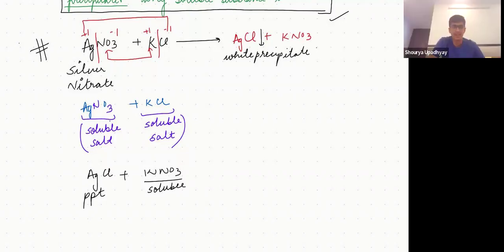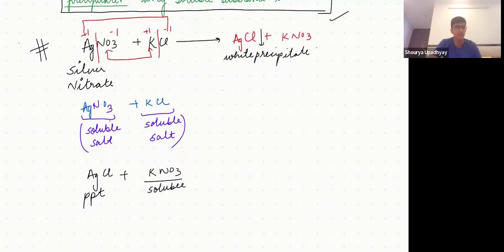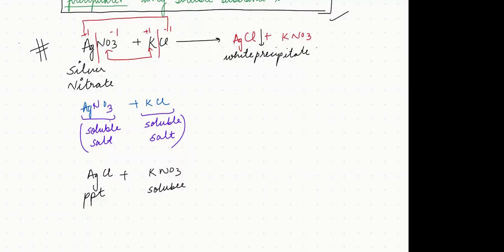Ma'am, this reaction will not be possible. This AgCl and KNO3 reaction. Did you understand my point? Yes, ma'am. But here, ma'am, there are two precipitates which are soluble, like zinc hydroxide and lead hydroxide. So in that case, can the reaction be possible or not?